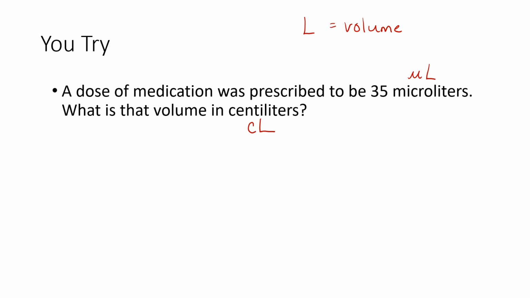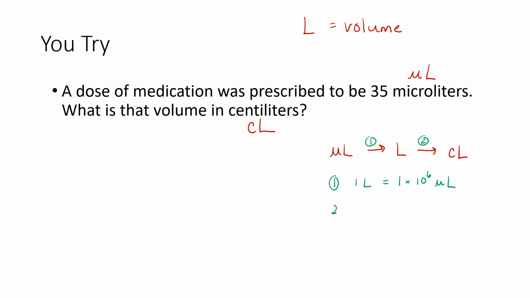So our plan or our pathway that we're going to want to take is going to be microliters, and then to our base unit of liters, and then to our new prefix unit, centiliters. We're going to write 2 different unit conversions for each of those. So a unit conversion between microliters and liters, that first unit conversion. 1 liter is going to be equal to 1 times 10 to the 6th microliters.